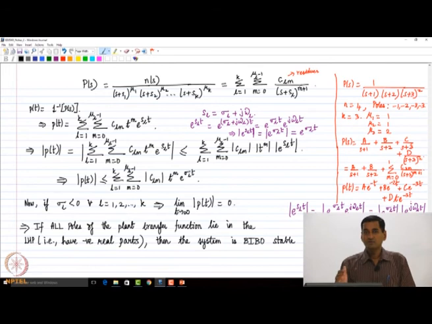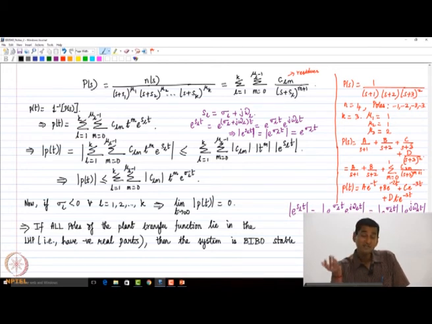Now, what is the other way around? That is, if a system is BIBO stable, then all the poles lie in the left half of complex plane, right? Is that true? So is the condition of all poles lying in the left half of complex plane a necessary condition for BIBO stability?